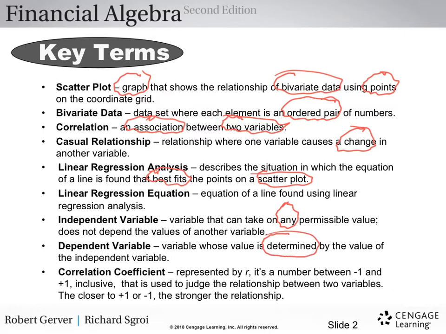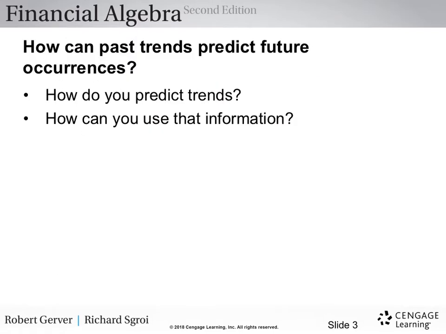And lastly, correlation coefficient, represented by R in most cases. It's a number between -1 and 1 that is used to judge the relationship between two variables. The closer to +1 or -1, the stronger the relationship. So we're going to look in this section and see how can we predict trends and how can you use that information.